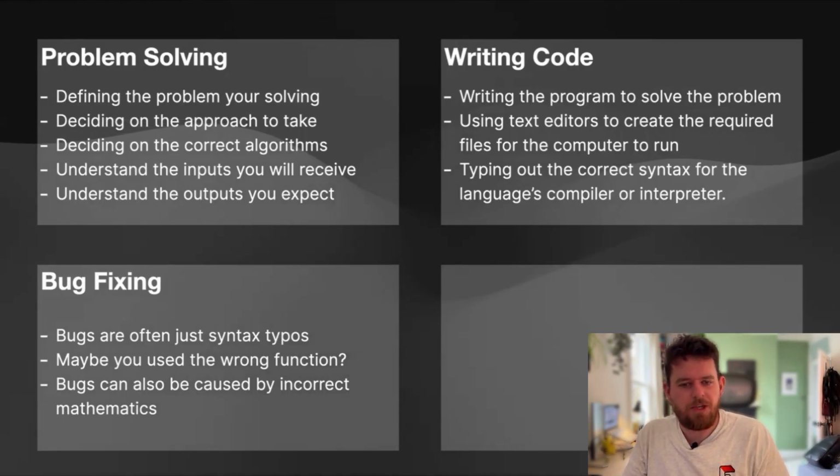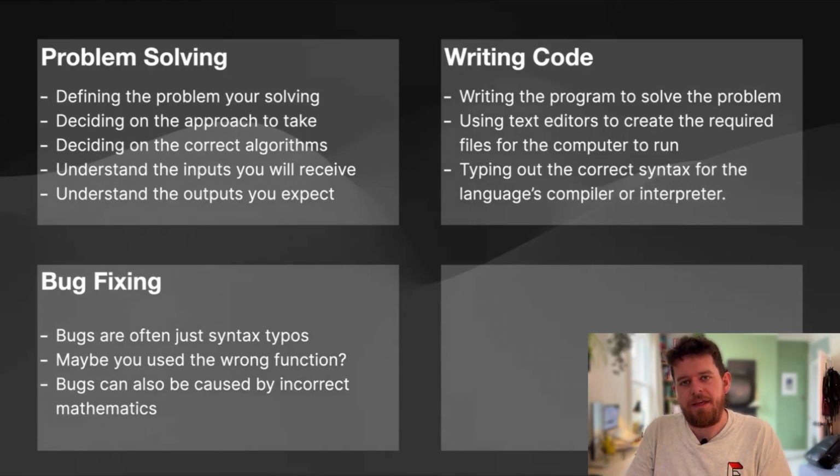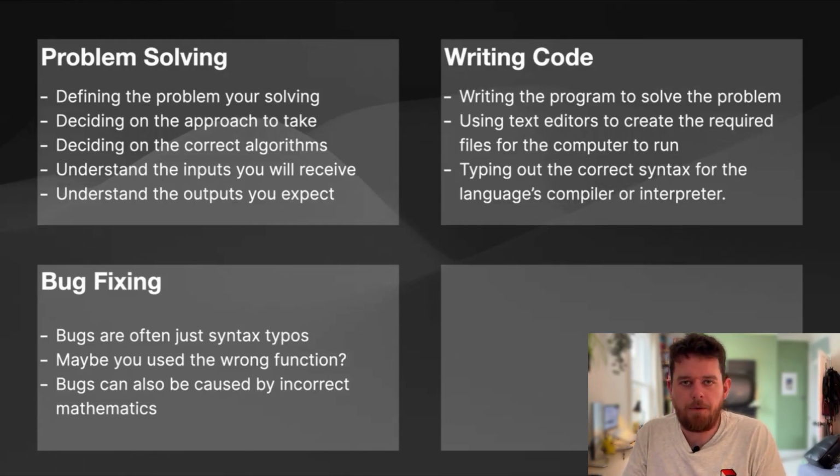Bugs can also be caused by incorrect maths. An example of this might be that you're trying to work out somebody's age based on the year that they were born. So you should be able to just subtract that from the current year, right? Well, that would depend on whether their birthday has been in the current year yet. So you might have something called an off by one error there, where you've just not quite got the correct maths for what you expected on the output.